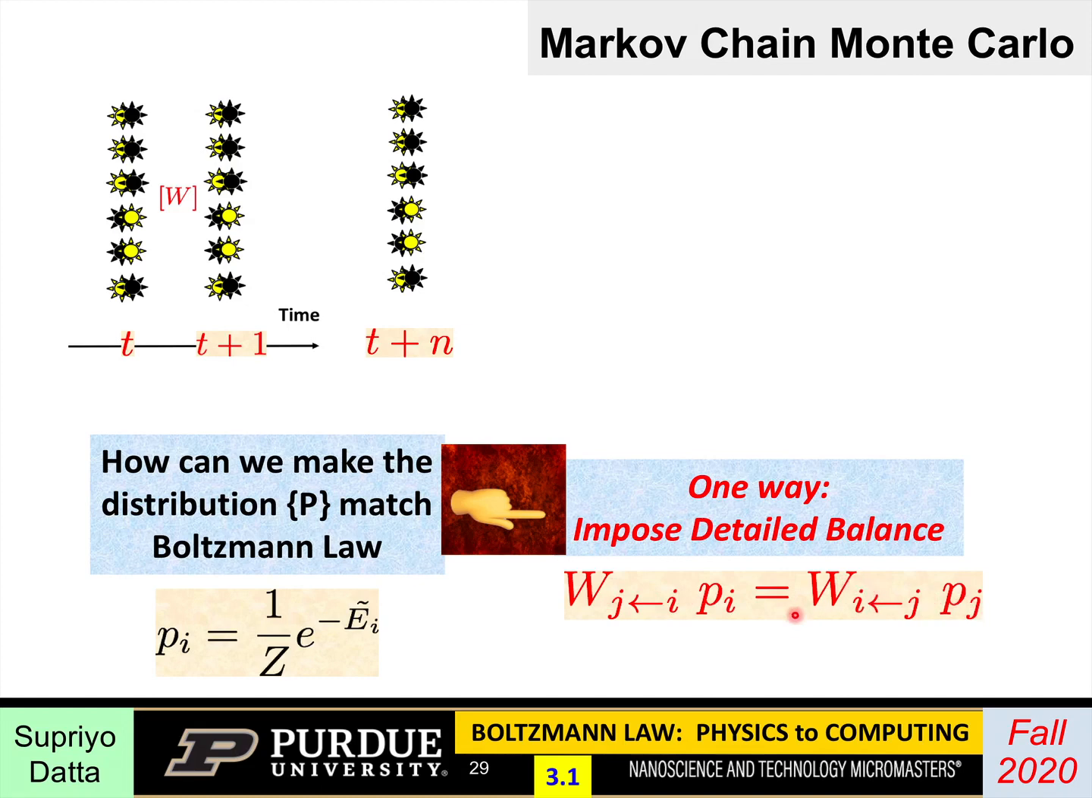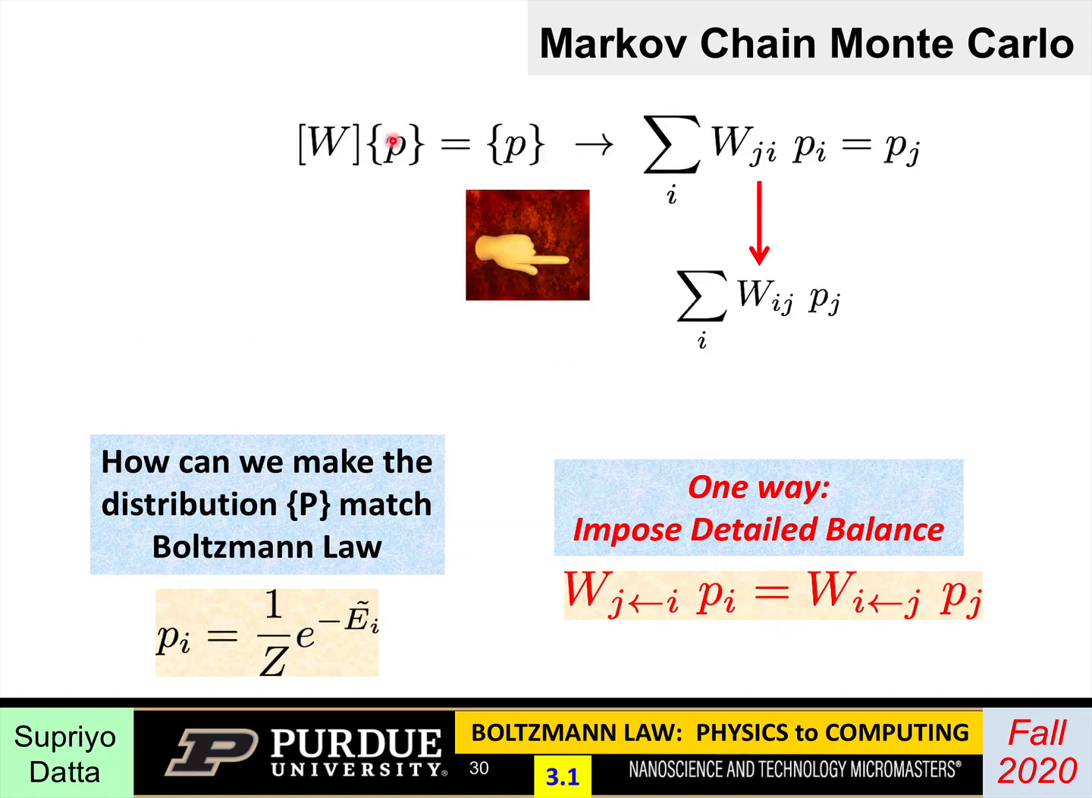And I can show why that works, because if this is true, then I can show that W times P would be equal to P. How do I show it? Well, what's W times P? If you want the jth component, you would say the sum over i of Wji Pi. That's the rule of matrix multiplication. That's the jth component of the left-hand side, which should be equal to the jth component of the right-hand side, which is Pj.